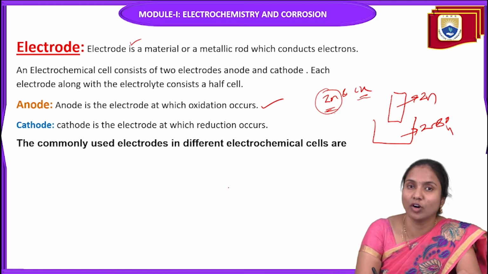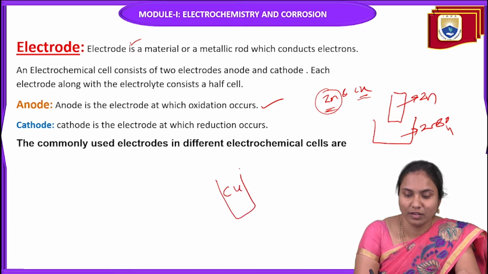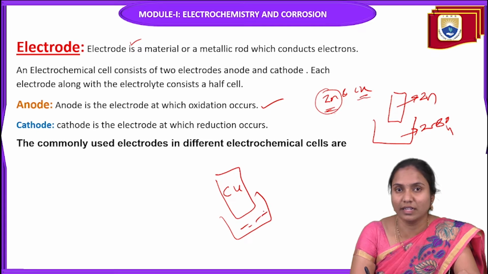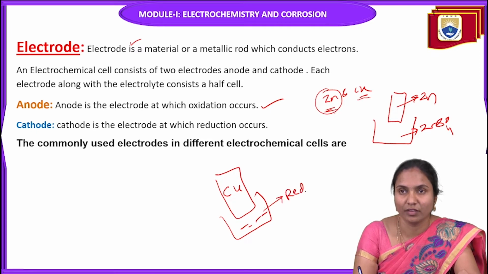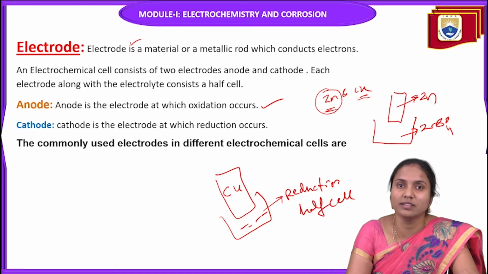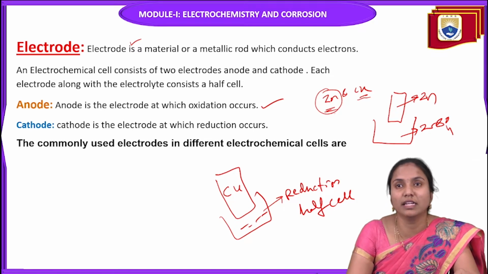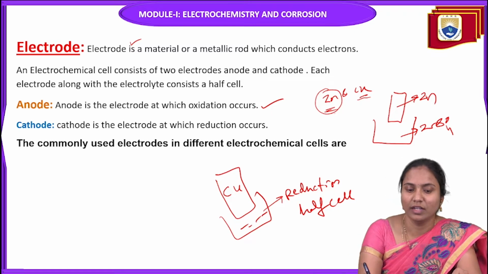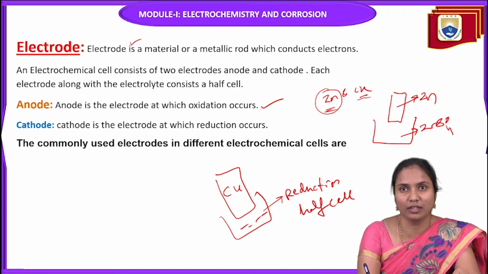For example, a copper electrode dipped in copper sulfate solution acts as the reduction half cell. These two half cells together are considered as an electrochemical cell. An electrochemical cell consists of two electrodes, anode and cathode. The anode is the electrode at which oxidation reactions take place.